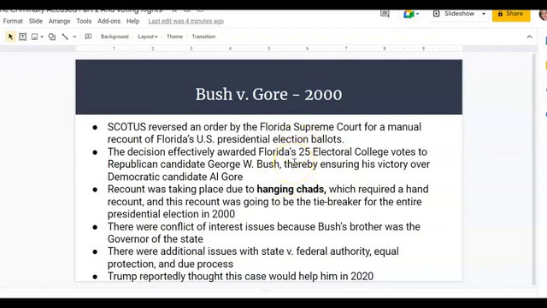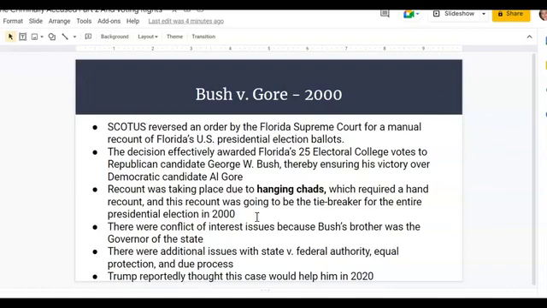And this ensured George W. Bush's victory over Al Gore. So this was controversial for a number of reasons. There were issues of state versus federal authority. There were equal protection and due process issues brought up that you will see when you read the case or review the case summary. Conflict of interest issues because, lo and behold, George W. Bush's brother was the governor of the state of Florida at the time.